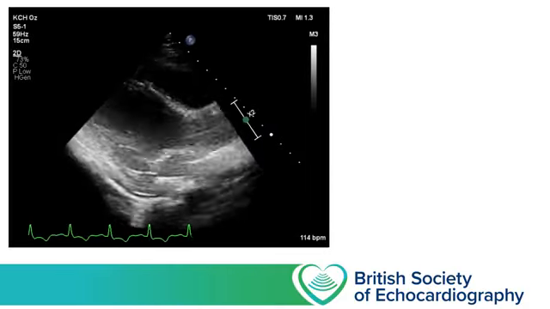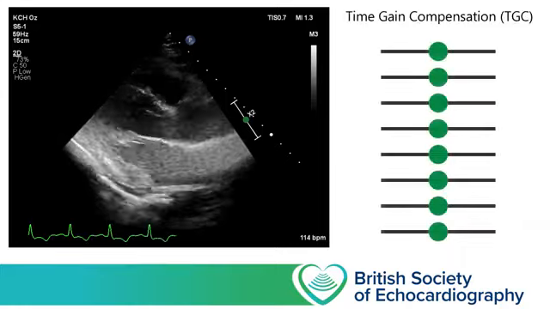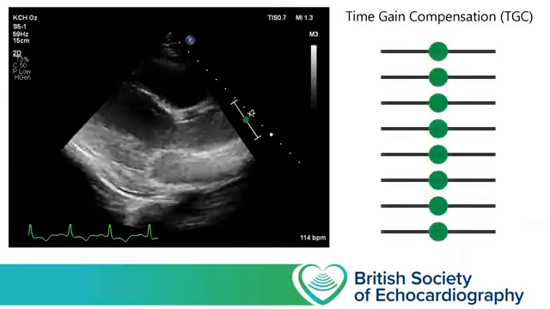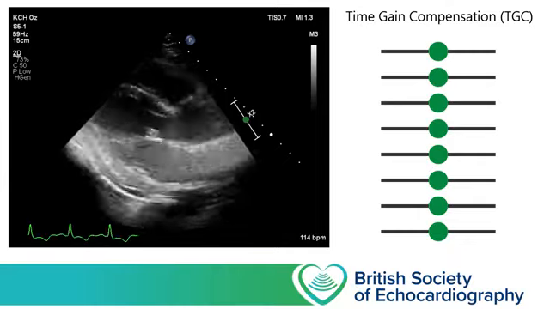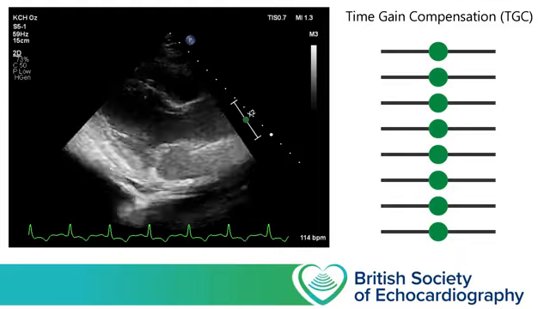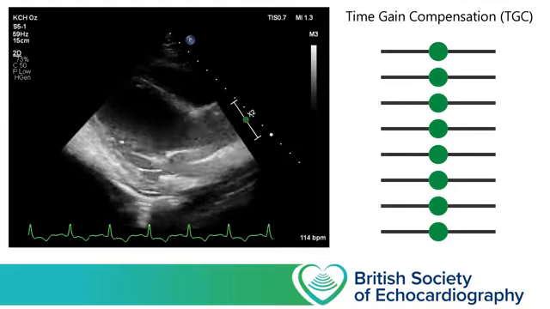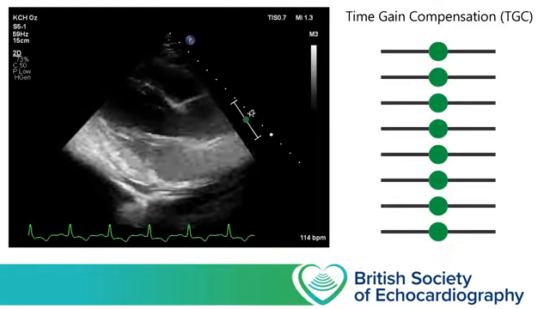Now we know that due to attenuation, the amount of energy that ever reaches the far field is many orders of magnitude less than the amount of energy that reaches the near field, and that returning signal from the far field needs to be amplified to a much greater degree in order to produce an even image. The process by which the ultrasound software adjusts the degree of amplification due to how late the signal returns is called time gain compensation.